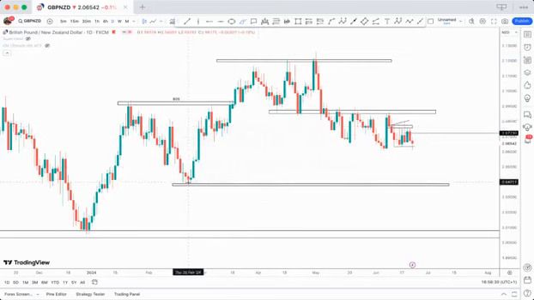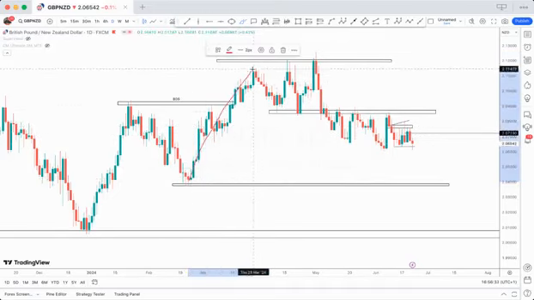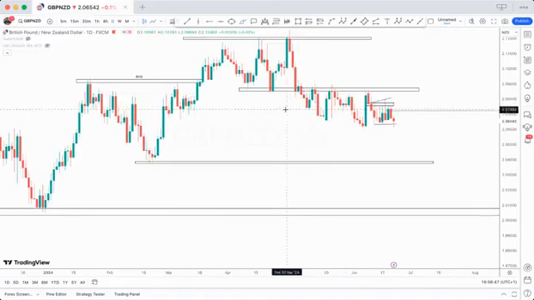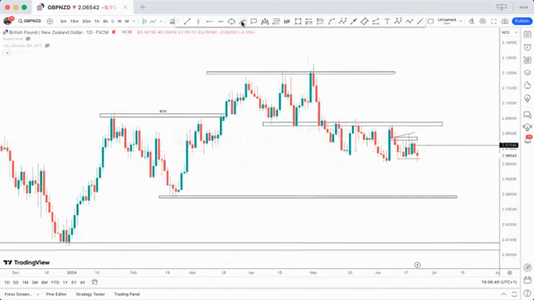So here we have our impulse, correction, we have our impulse, we have our correction, we have our impulse. And at this time, this is a very strong structure right here. You can see right there. This is a very strong structure.